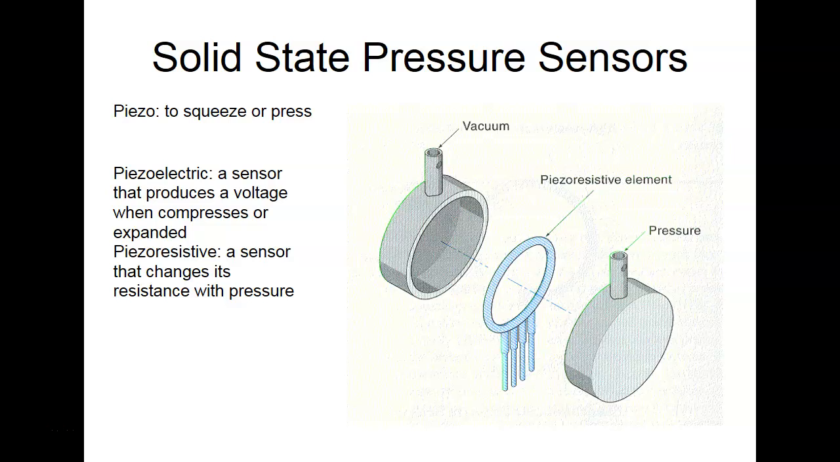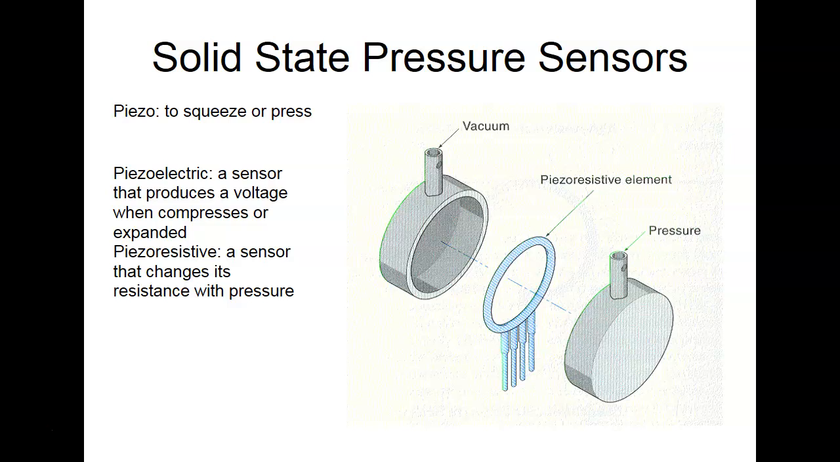Solid state pressure sensors. These are very, very popular now. For years, we always used mechanical. What's nice about a solid state sensor is that it's going to vary something that's already electrical, right? It can either provide us a voltage or it can provide us a resistance. We have a piezoelectric that produces a voltage when compressed or expanded. Piezo-resistive is a sensor that can change a resistance with the pressure. And these would both be considered solid state.